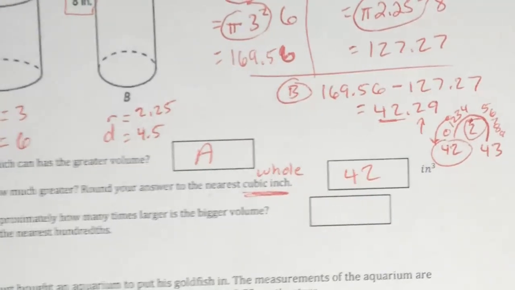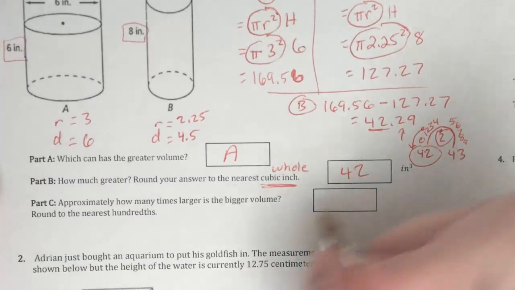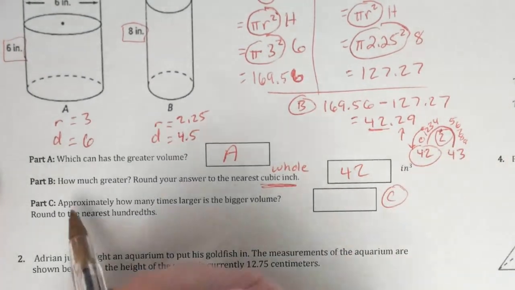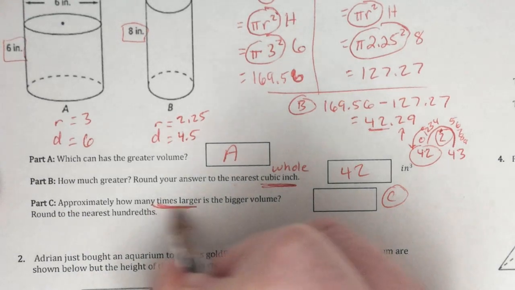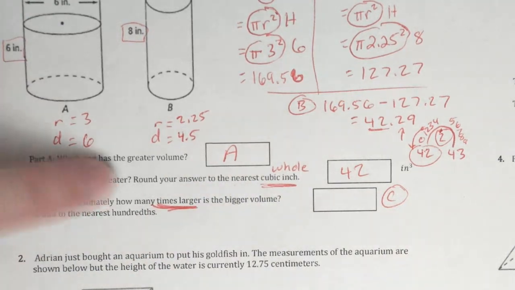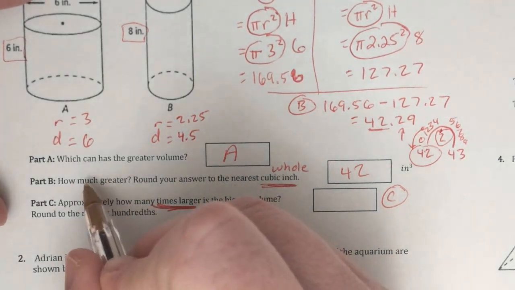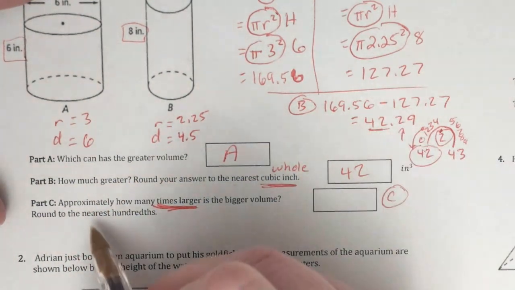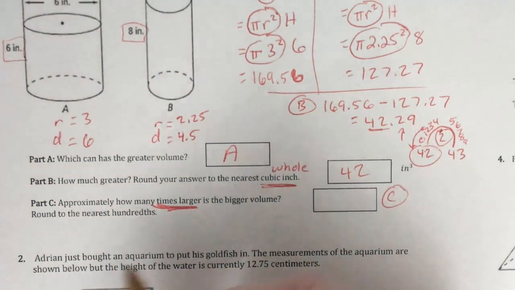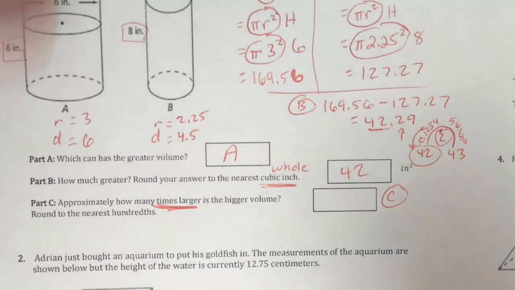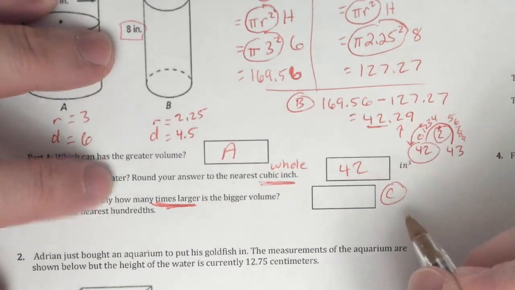Okay, and then part C, they say approximately how many times larger. Okay, so times. So when we said how much greater, we subtracted, right? How many times? That's saying what times this would be that. So what's the opposite? Divide. So we're going to divide these two numbers.